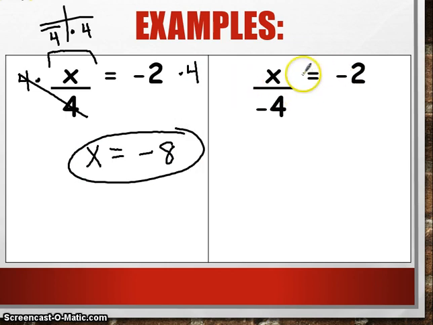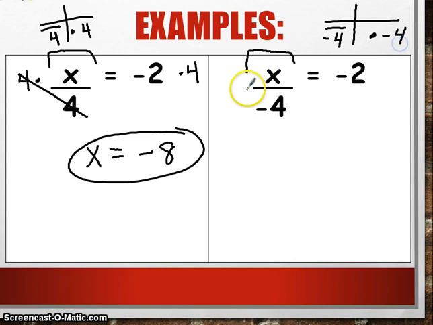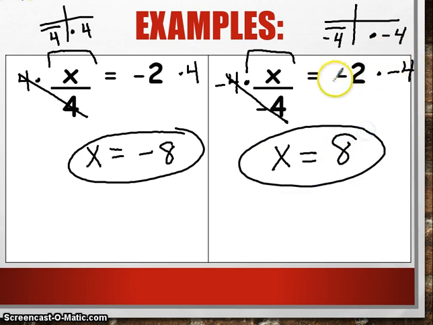Here on the right, we have a very similar example. The only difference is that x is now not being divided by 4, but by negative 4. So the opposite of dividing by negative 4 is to multiply by negative 4. So we're going to multiply each side by negative 4. Negative 4 divided by negative 4 makes 1, or 1x, or just x. Negative 2 times negative 4 makes positive 8, because a negative times a negative is a positive, and 2 times 4 is 8.